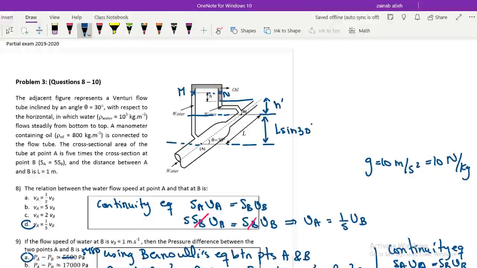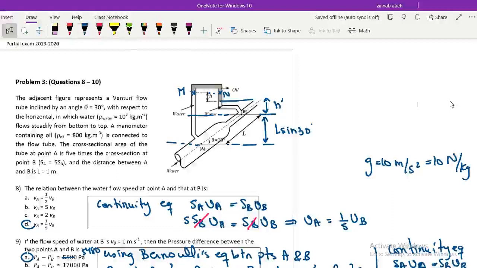Above A there is water only, and then the PM. So I have rho water G times the distance. The distance is L sin 30 plus H prime plus H, plus PM because of the M. Now for point B, above it there is water of height H prime and above it oil of height H. So rho water G H prime plus rho oil G H plus PM. I have two equations. I try to equate them and then I find PA minus PB.